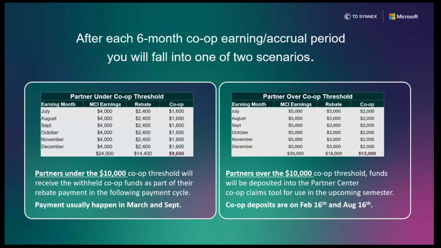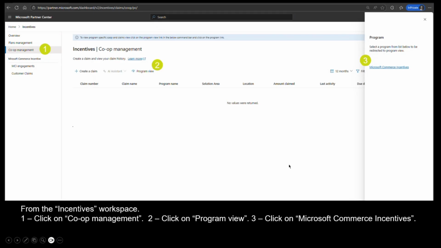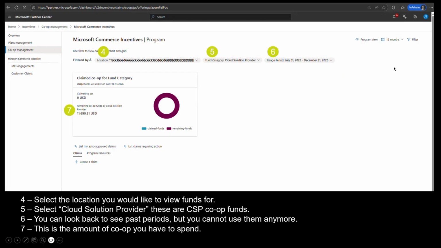Let me see, I see a message in here. No message. Okay. So now to see your earnings, you're going to come back into Partner Center. You're going to go into the incentives workspace, and you're going to come here to co-op management. Click on co-op management, click on this program view, then click on Microsoft Commerce Incentives, and it's going to pop up this screen. Okay.